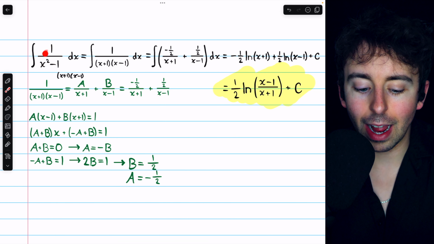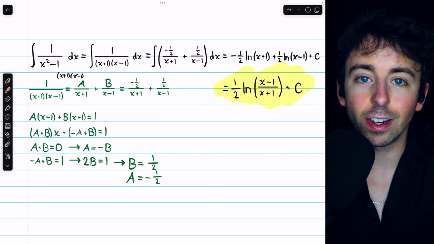That's how to integrate 1 over x squared minus 1 using partial fraction decomposition.